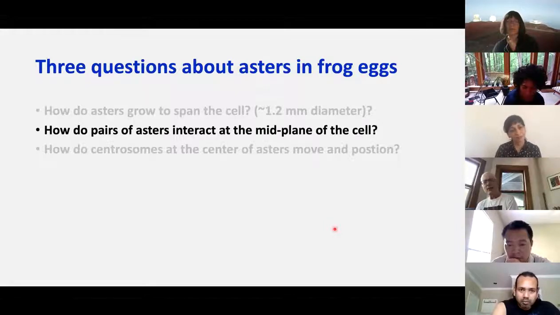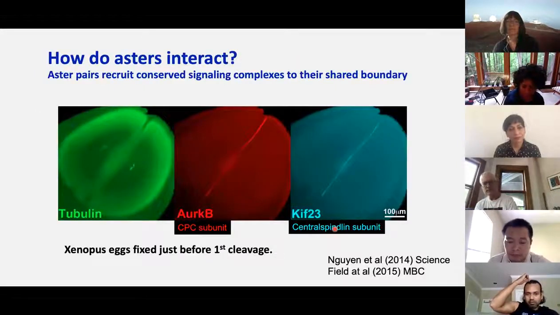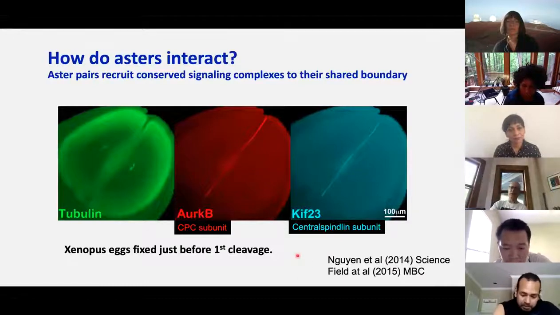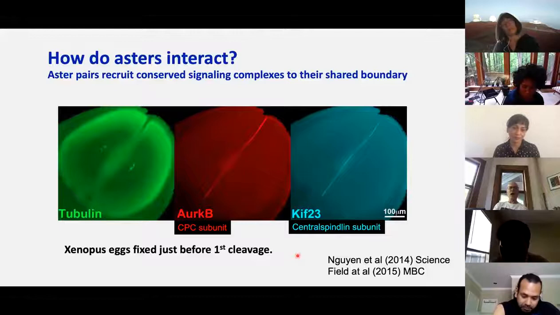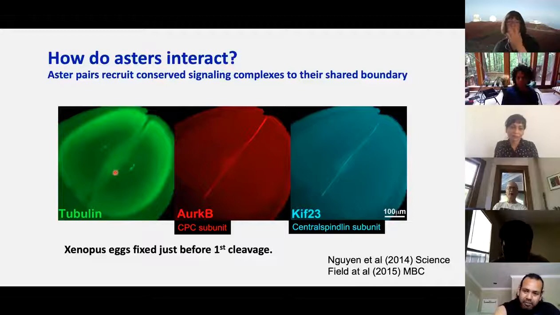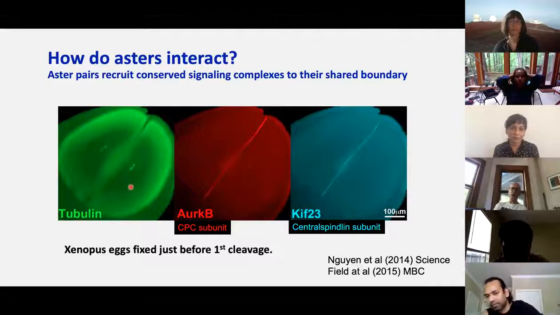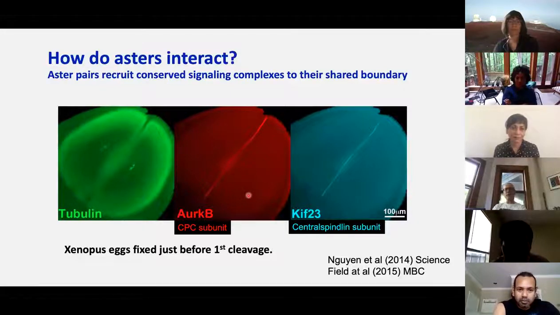Now, we also care about how pairs of asters interact, because that keeps them separate and also specifies where the cleavage furrow comes in. Nguyen and Christine Field and other people in the lab made progress on this problem by realizing that this pair of asters here is equivalent to cytokinesis in a smaller cell, and looked for signaling complexes that orchestrate cytokinesis in smaller cells. There's two particularly important conserved complexes, the chromosome passenger complex with the Aurora B kinase in it, and the central spindling complex.